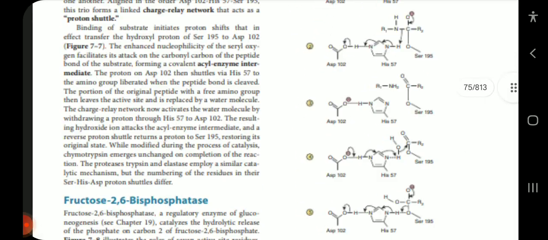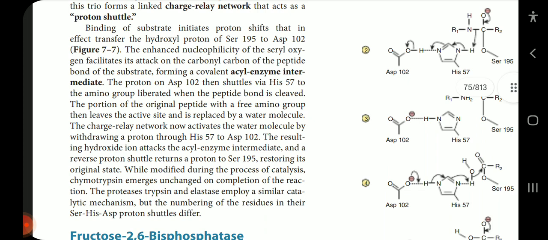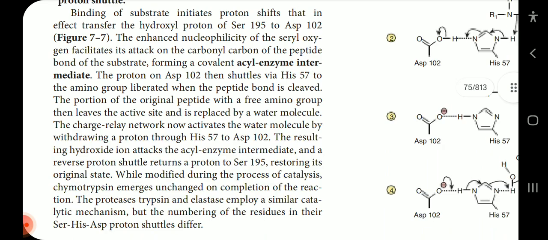Okay, the enhanced nucleophilicity of the serine oxygen facilitates attack on the carbon of the peptide bond of the substrate, forming a covalent acyl enzyme intermediate. The proton on Asp 102 then shuttles via His 57 to the amino group liberated when the peptide bond is cleaved. The portion of the original peptide with a free amino group then leaves the active site and is replaced by a water molecule. The charge relay network now activates the water molecule by withdrawing a proton through His 57 to Asp 102.